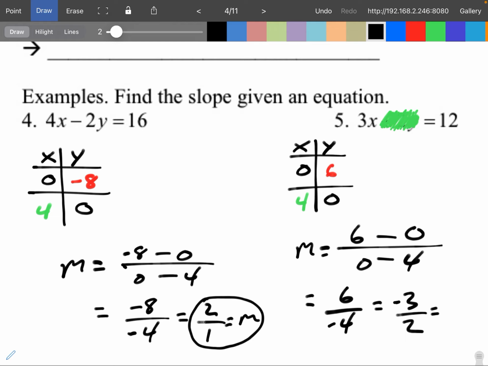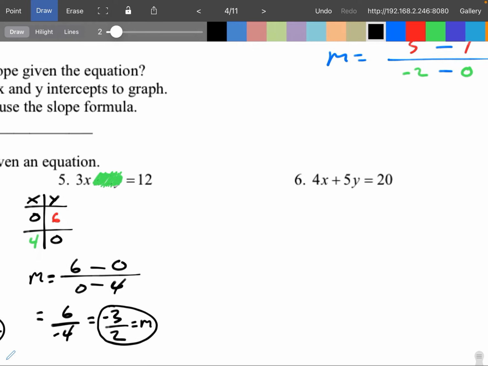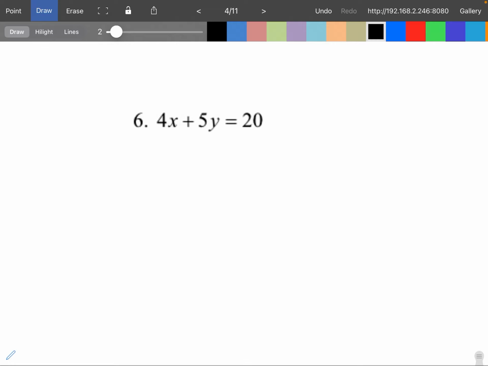Then if we reduce that, divide them both by 2, we get what? 3 over 2, but it's got to be negative, right? It's a positive over a negative, so it's got to be negative. Where do I put the negative? Yep, put the negative on the top. If you put the negative on the top, that'll tell you that when you look at your graph, you're going to go down 3, right 2. So that's your slope.